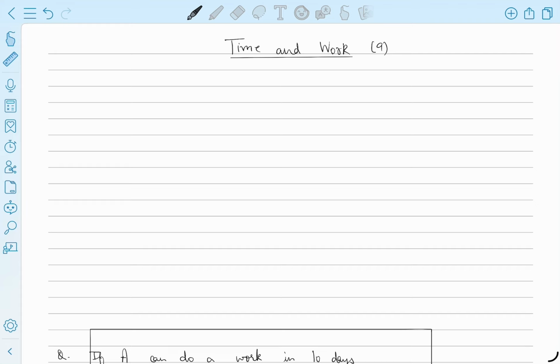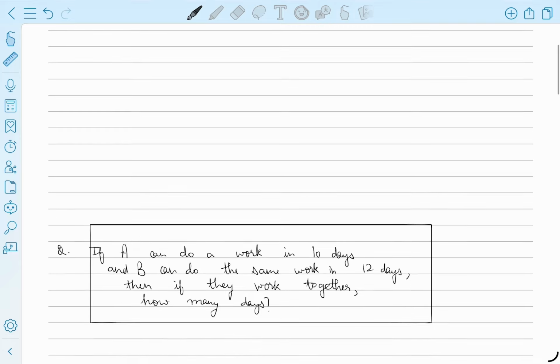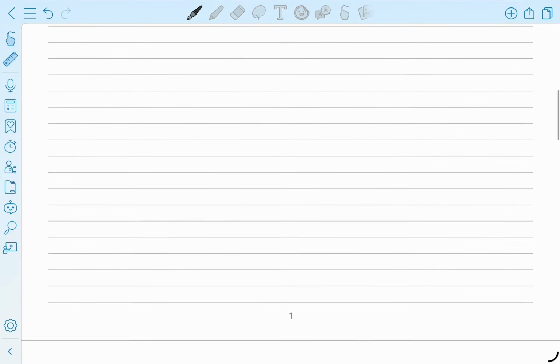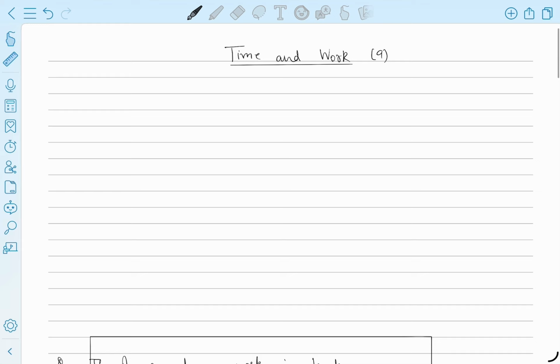Today we're going to start with time and work. Now this is one of the easiest units from the allegations and mixtures section, and I have a really easy method to solve all types of questions in the time and work unit. I'm going to do two very easy examples today in this lecture, but first of all I'm going to explain my method.